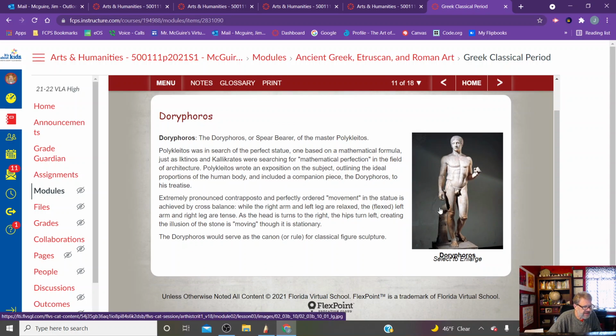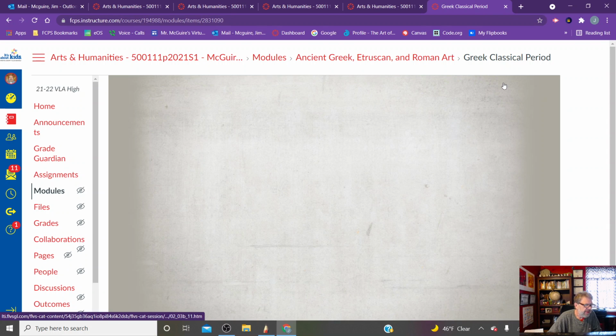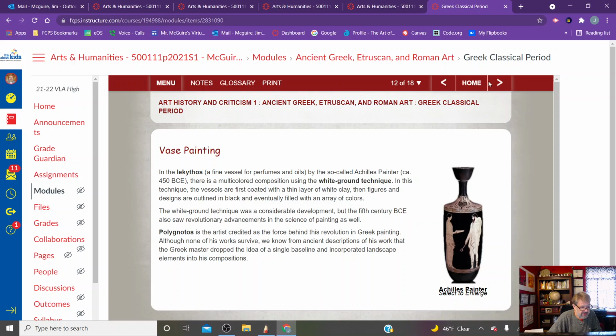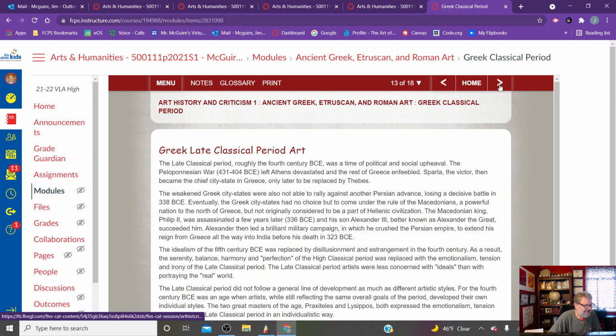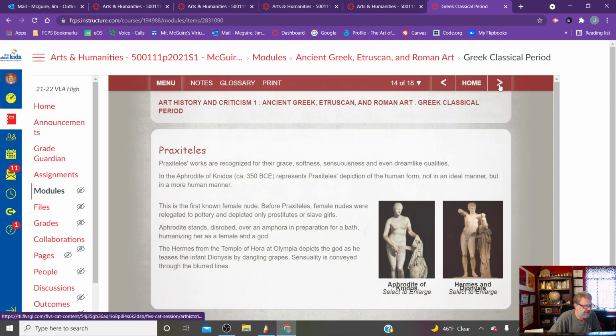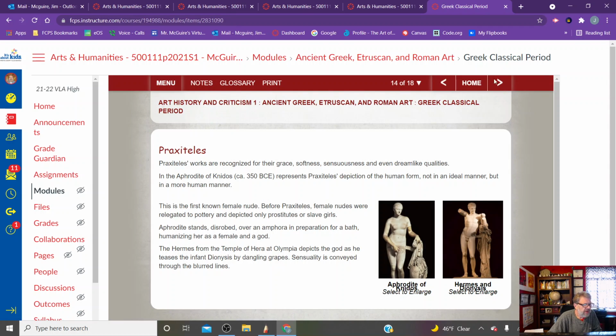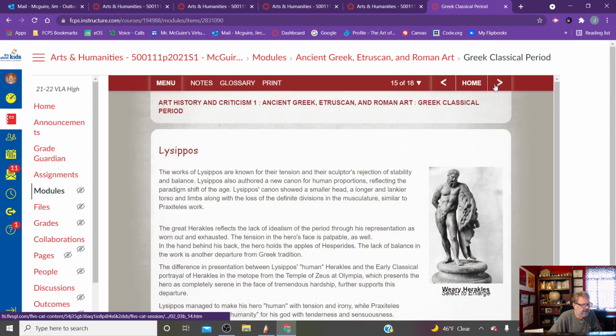Why is this big chunk back here holding on his leg? We talked about that a little bit, and it's mentioned sort of one of those requirements that had to have in sculpture, and there's a reason. I don't think there's a lot about vase painting, late classical period. You're going to definitely need to know all about that late period.